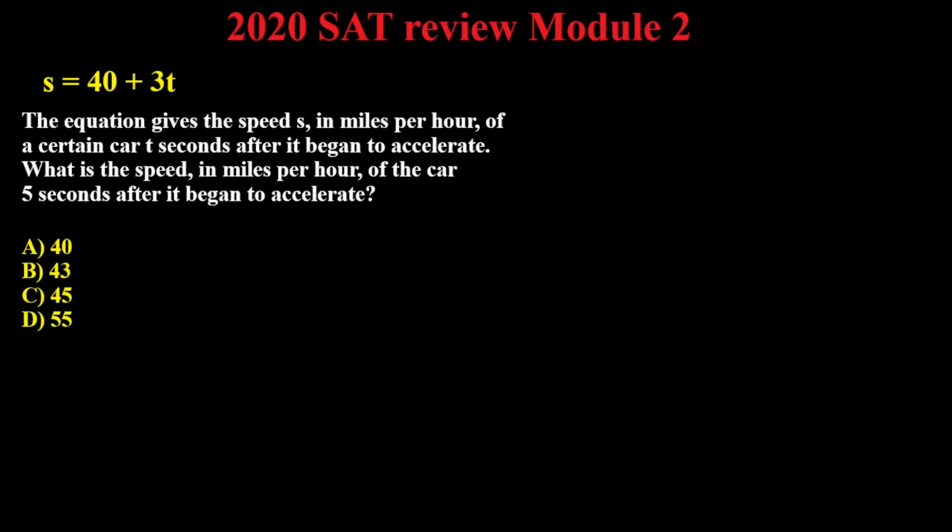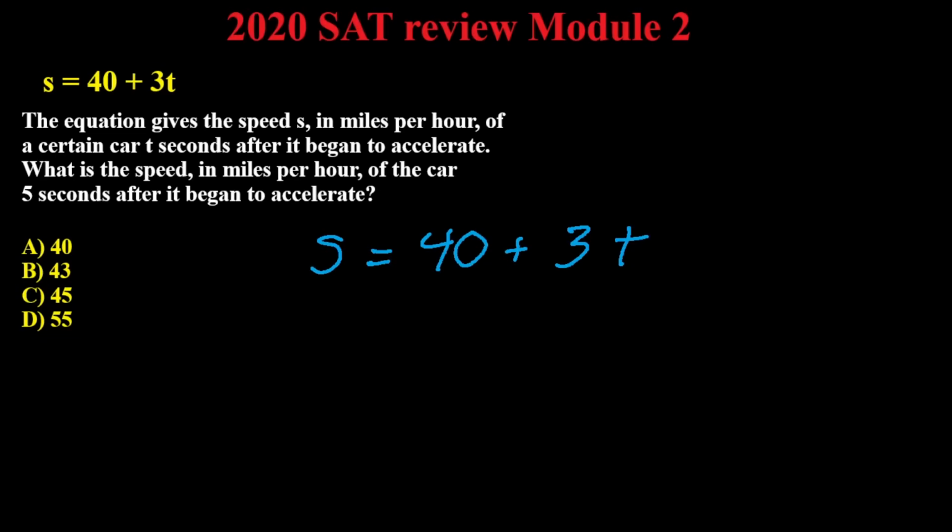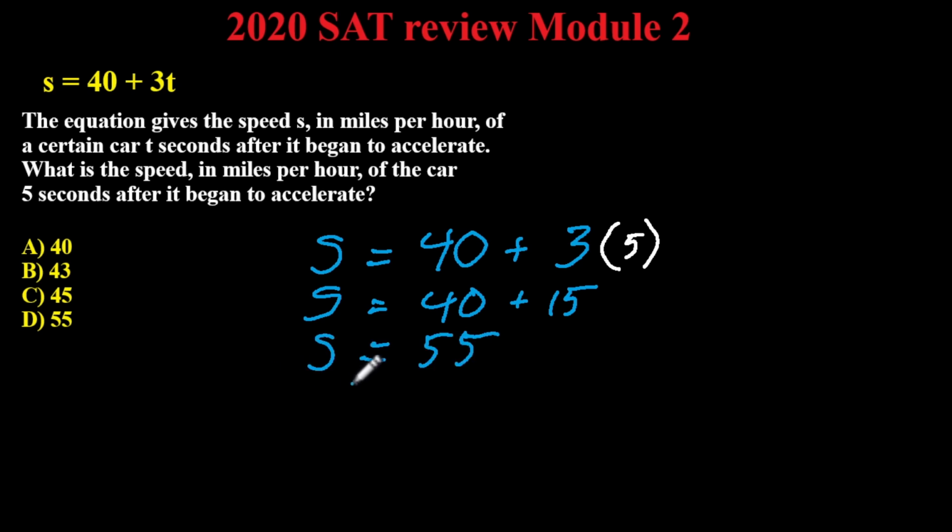The equation gives the speed s in miles per hour of a certain car t seconds after it began to accelerate. What is the speed in miles per hour of the car 5 seconds after it began to accelerate? Starting with our original equation, we replace the t with 5 seconds after it started. Then we simply solve the equation. First we do the multiplication, and then we do the addition. Our final answer is that the speed is 55 miles per hour, which is choice D.